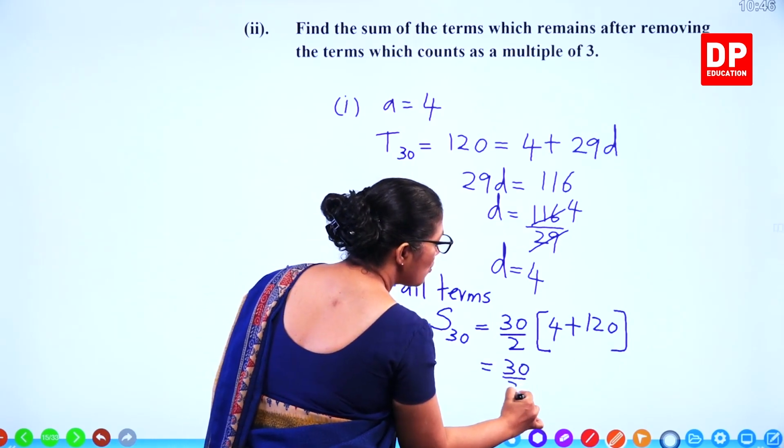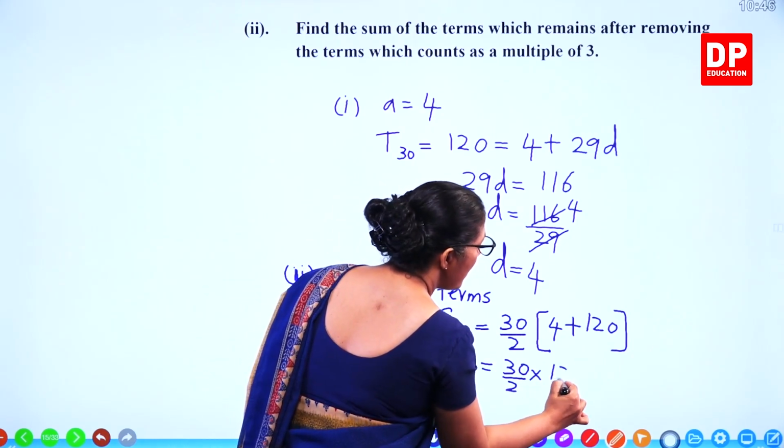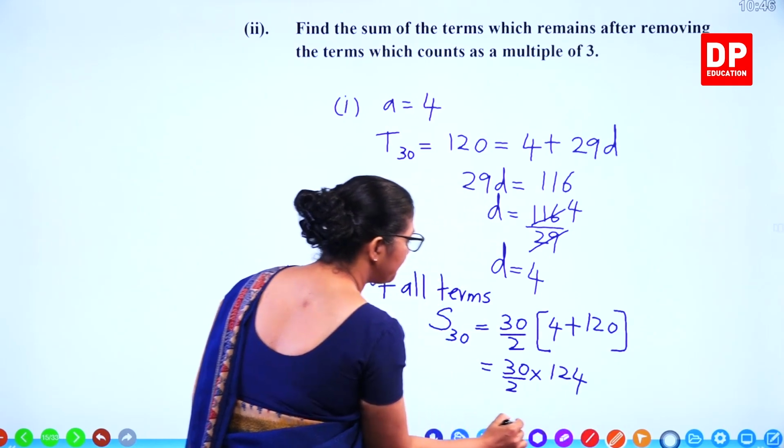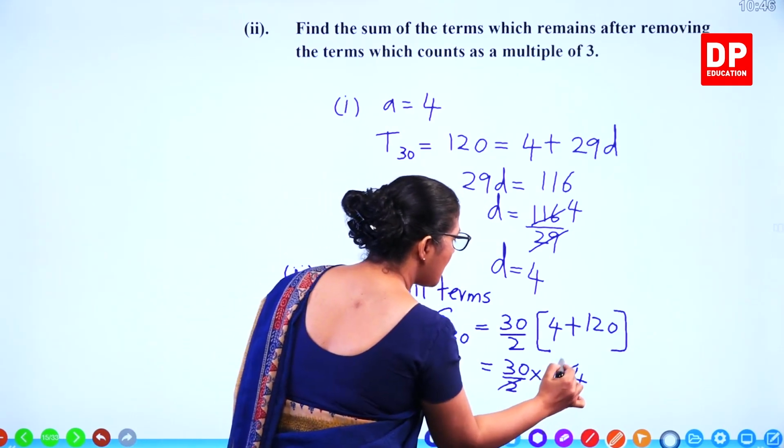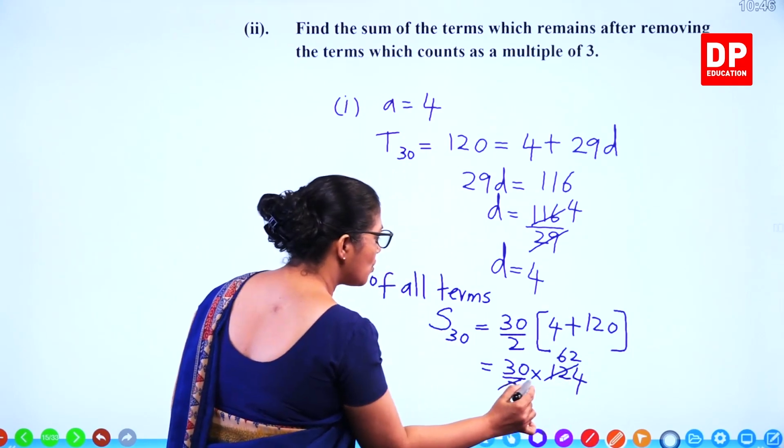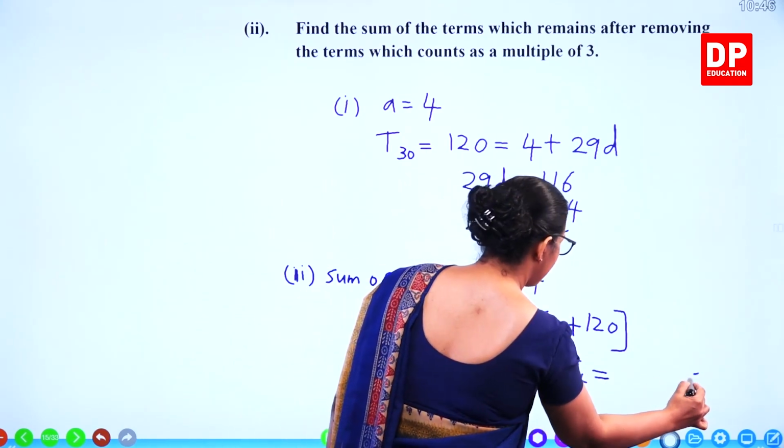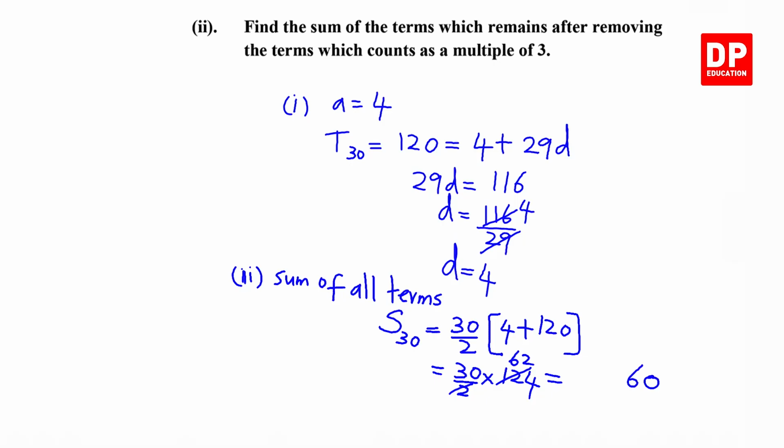30 divided by 2 into 124. 2 times 62 into 30. 3 times 2, 6. 3 times 6, 18. So 1860. Now we have to find out the multiples of 3.